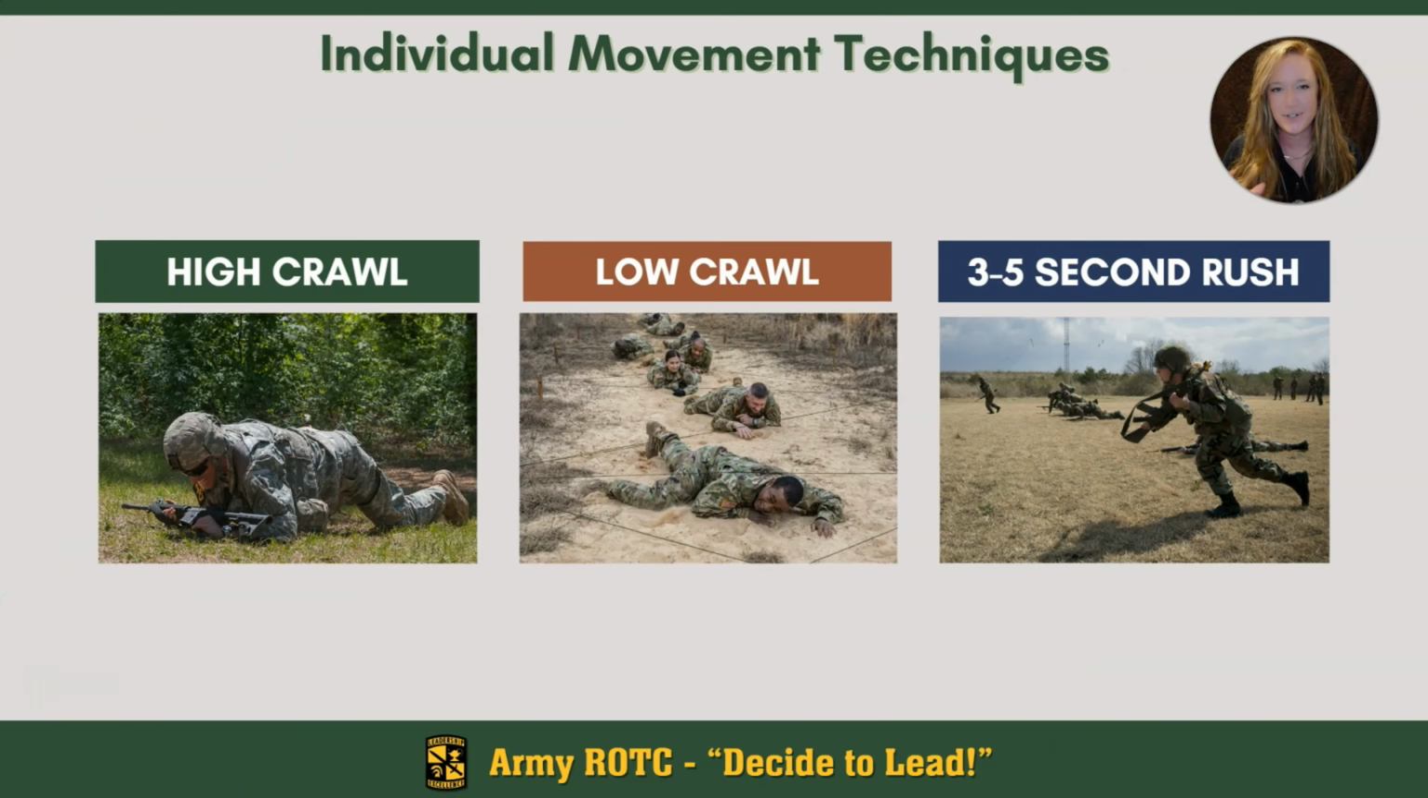Now let's go into a little bit more detail about what these look like. So we've got the high crawl, you're kind of up on your elbows, your knees. You're still low, you're keeping a low profile, but you can move a little faster because you're not basically eating the grass as you're going. Now that low crawl, that's going to be your face in the dirt, in the grass. You are making your body as flat and even with the ground as you possibly can. And the rush we just talked about, you're up out of a prone spot, you're moving and you're crashing back down into another prone position.